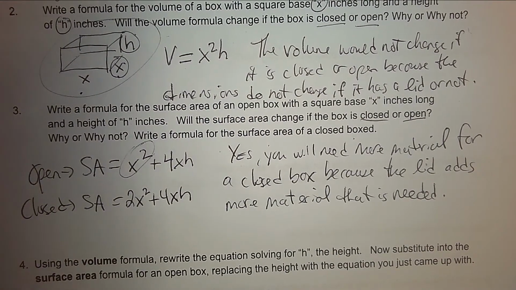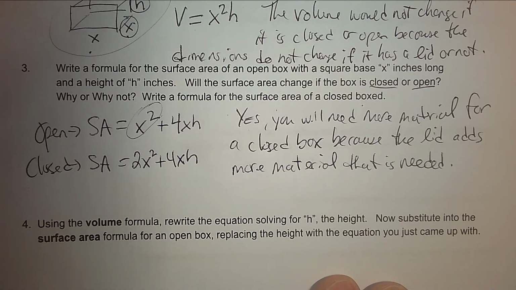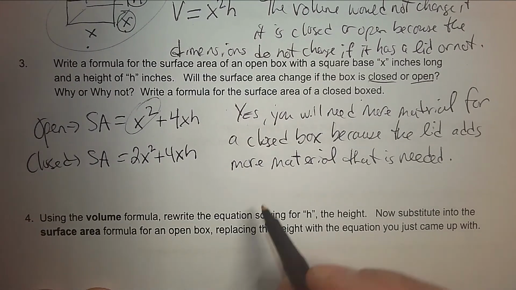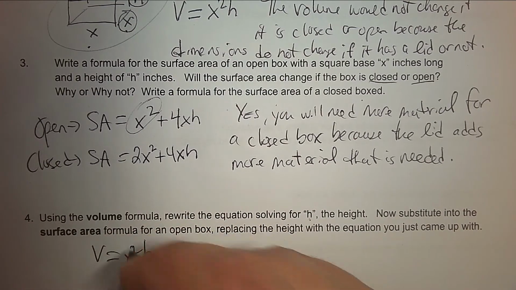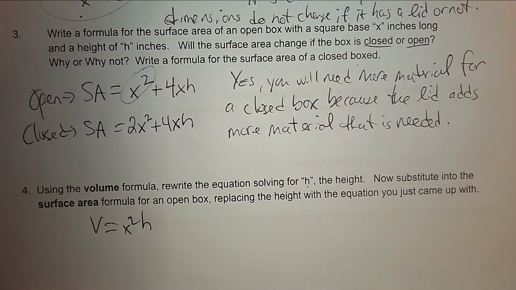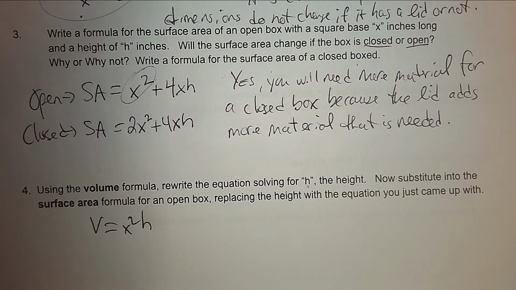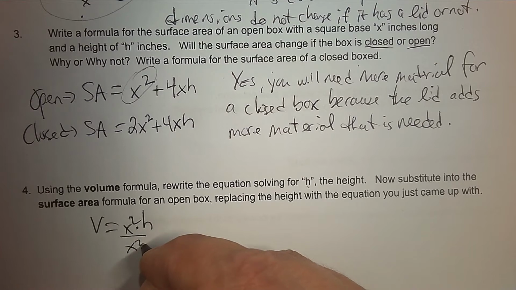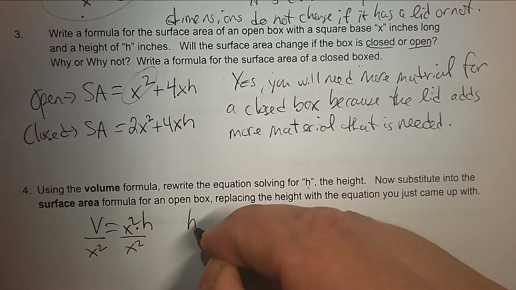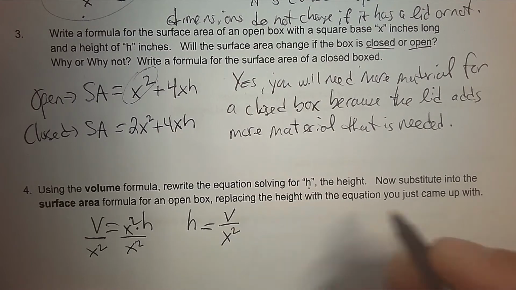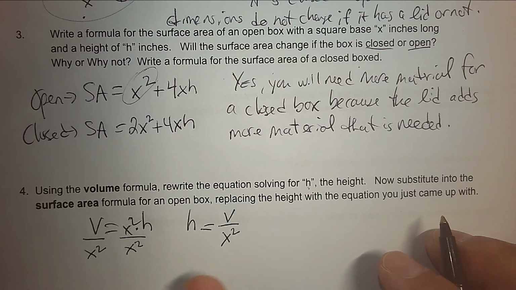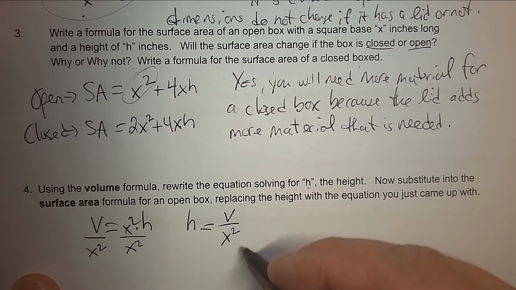Number 4. Using the volume formula, rewrite the equation solving for h. So the volume formula was x squared times h. How can I rewrite it to get h by itself? If I want h by itself, what's the inverse of multiplying? So I could divide both sides by what? So h is equal to the volume divided by x squared. Didn't I do that for the calculator? You know how I found the base and I wanted to find the height? So I used my calculator and this is what I did, divide.